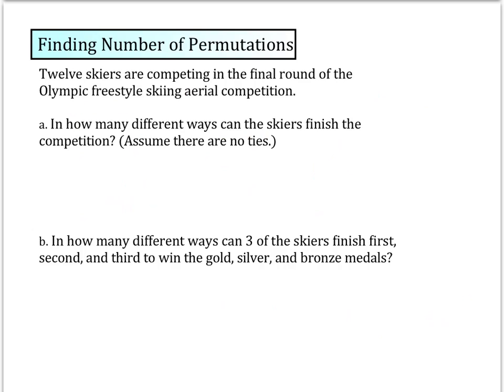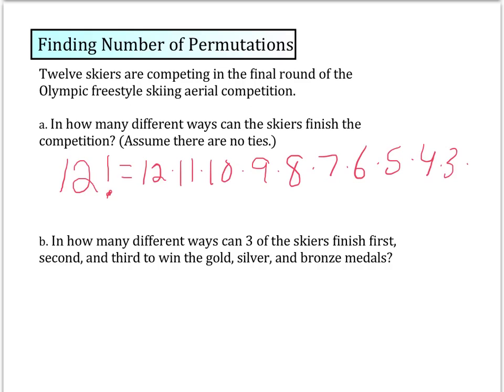So let's work on finding the number of permutations. So we have 12 skiers competing in the final round of the Olympic freestyle skiing competition. We want to figure out how many different ways the skiers can finish the competition, assuming there are no ties. Well, for this, we use our factorials. So there's 12 skiers, so we use this 12 factorial. Now, I don't expect you to do this by hand. In your calculator, you can find the factorial symbol, and it'll do all this automatically for you. So we just work through all the numbers till we get down to 1. We multiply all these numbers together, we get 479,001,600.